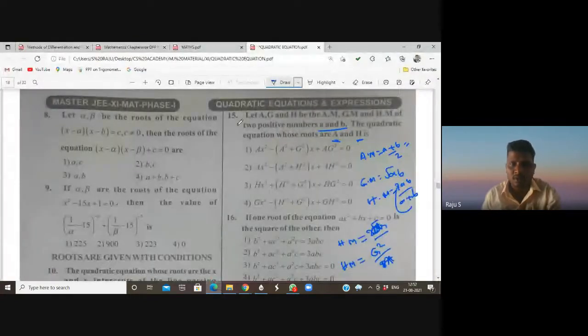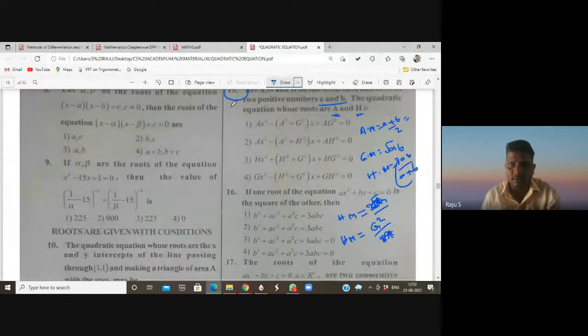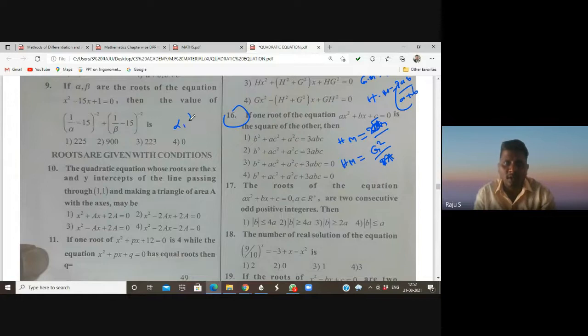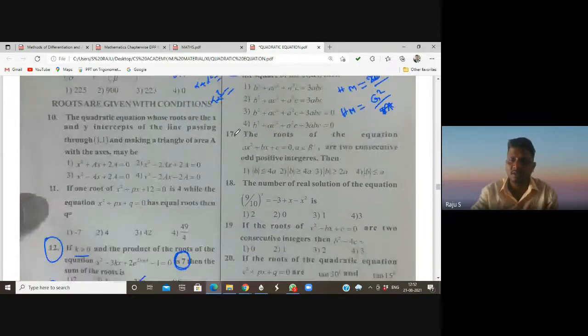This I am giving as homework, actually I planned to give homework. So what is the correct answer? First option. Yes, you can try, students. One of the roots of the equation is the square of the other, nothing but alpha square, or any two roots. Same condition: take the sum of the roots and the product of the roots, equate, simplify, and you'll get the answer.